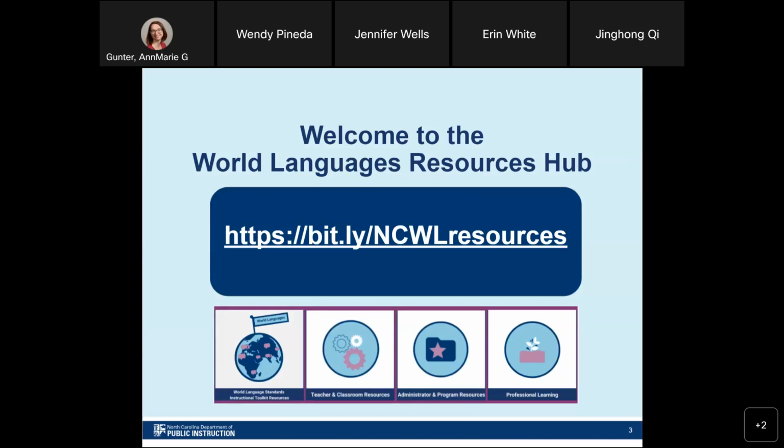The hub is only about a year old, almost exactly a year old. It was rolled out officially last year on August 15th, as the new school year was getting started. It contains information categorized into four areas, as you see on the screen. The first area is our World Language Standards Instructional Toolkit resources, and there's a whole list of things there for you to tap into.